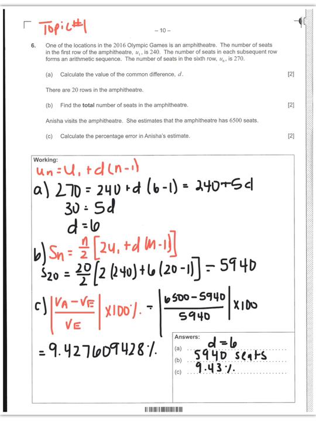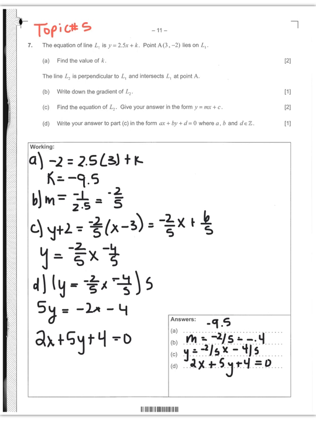And then calculate percentage error based off of her guess of 6,500 seats. So again, that is in your formula booklet. Plug in 6,500 for your estimated and 5,940 for your exact, and then make sure you multiply by 100. You end up with 9.43% error.